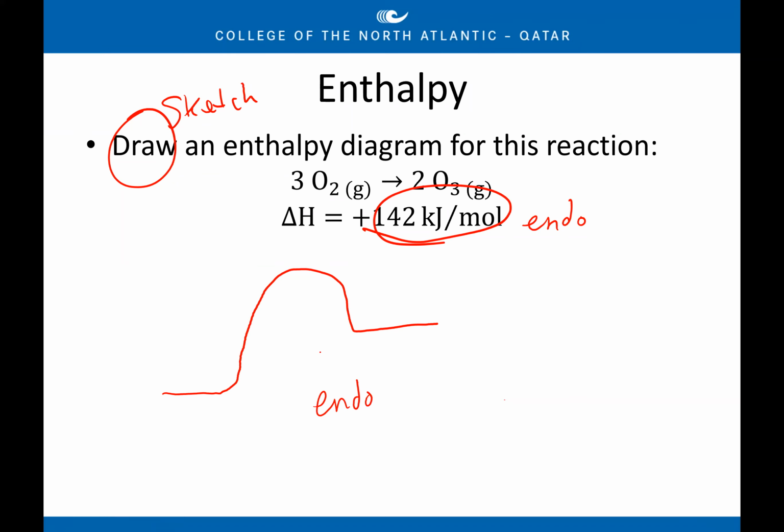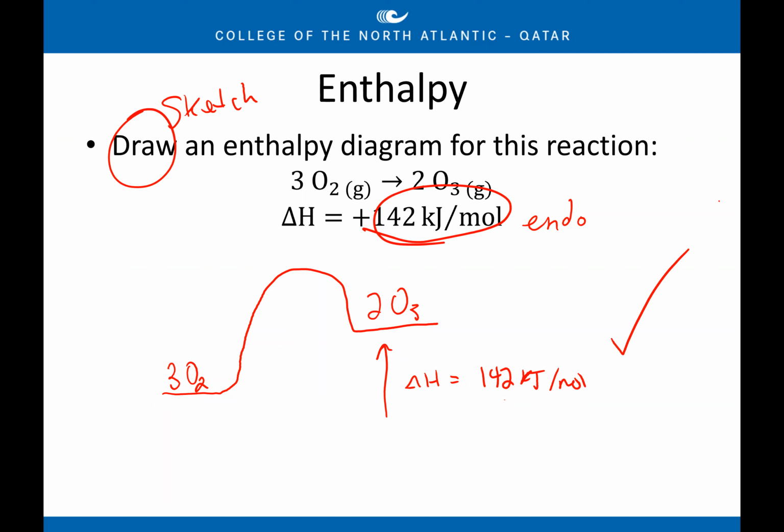So all you literally have to do to sketch this is, you can make the graph like this if you want to. It really doesn't matter. I'm just going to say, okay, well, we have our products here. We have our reactants here. And the delta H is 142 kilojoules per mole. That's it. That's all you have to do. Oh, and it might help to put the positive in. You definitely do not need the positive, but I find for enthalpy or thermochemistry, I do like to put it in there, but you don't need it.